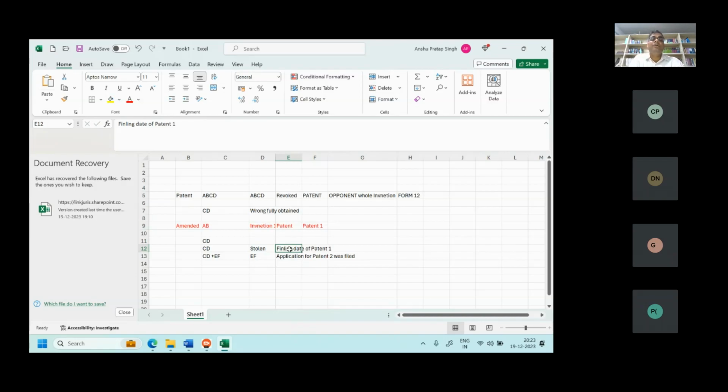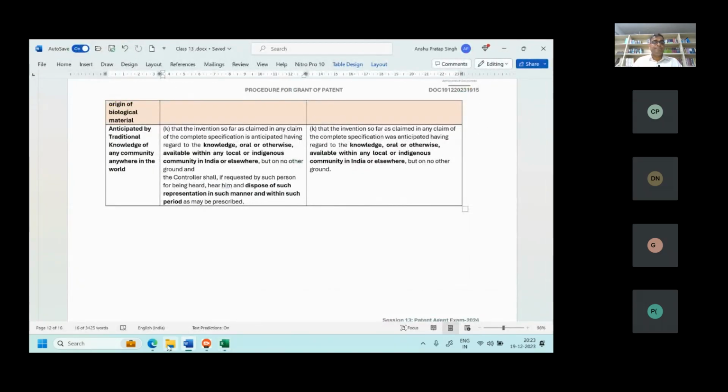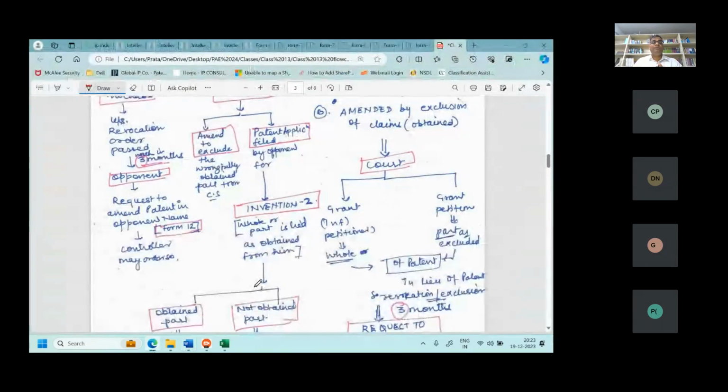The filing date of patent 1 will be considered as the filing date of patent 1. While for EF, we will consider the date on which this patent 2 was filed, because this is the new part. Hope this is clear. Any confusion?